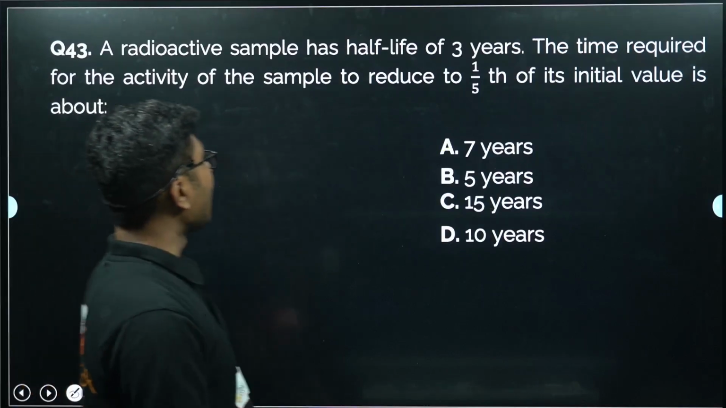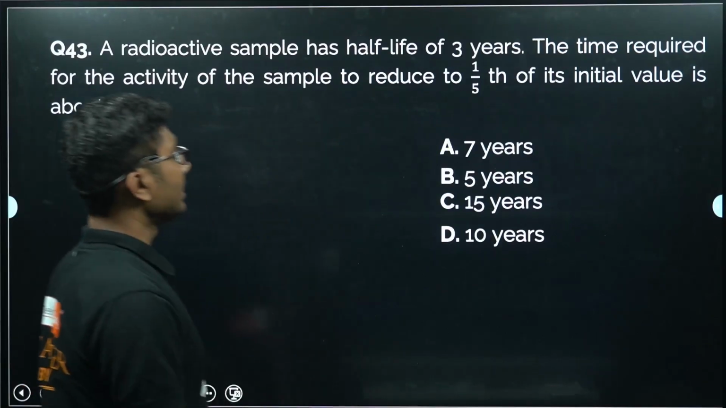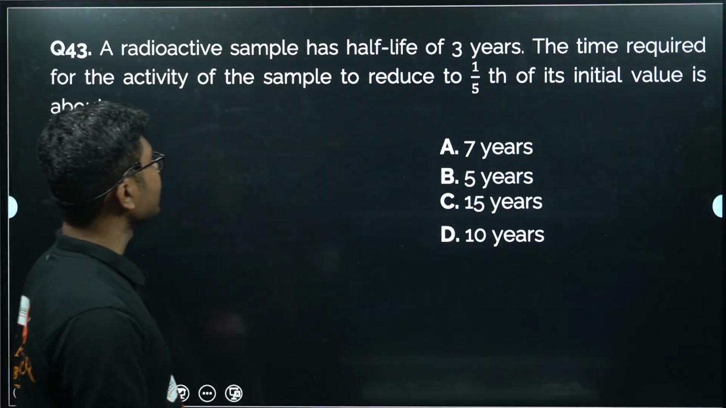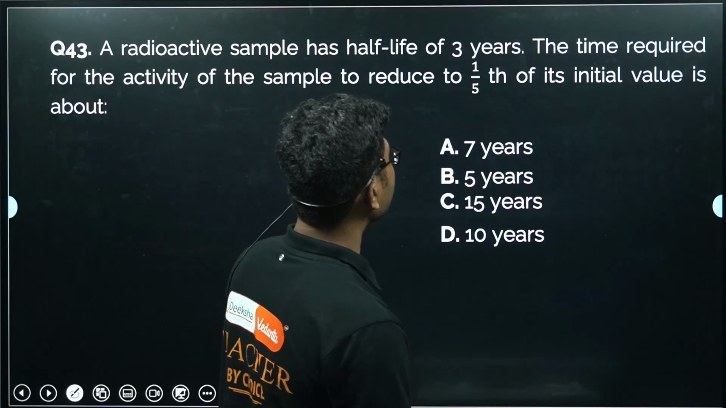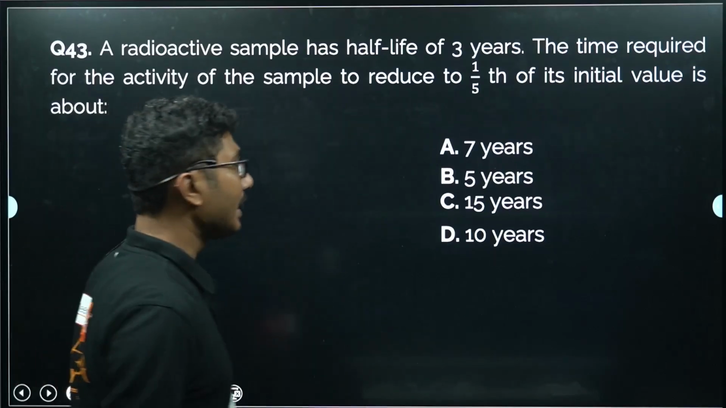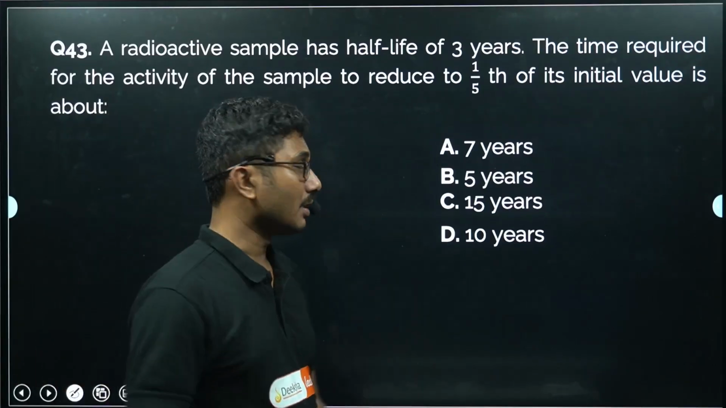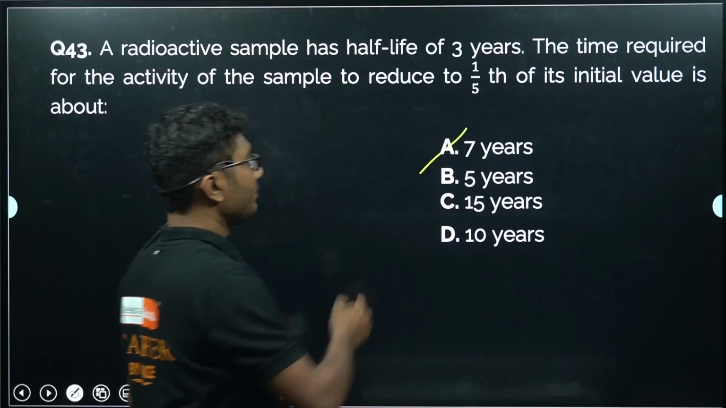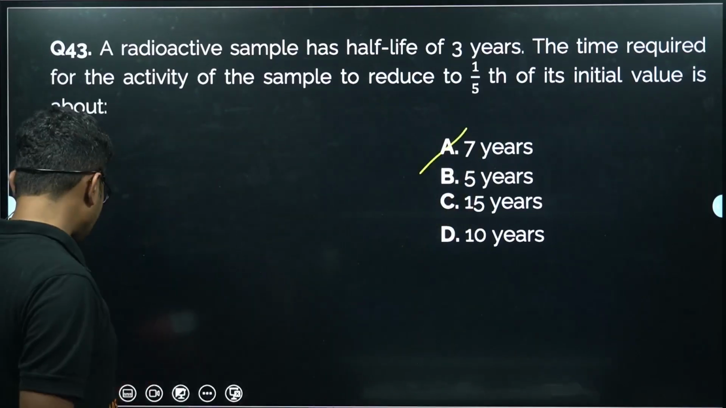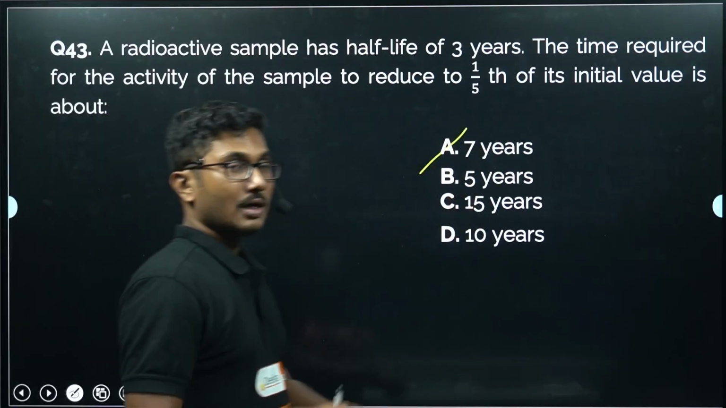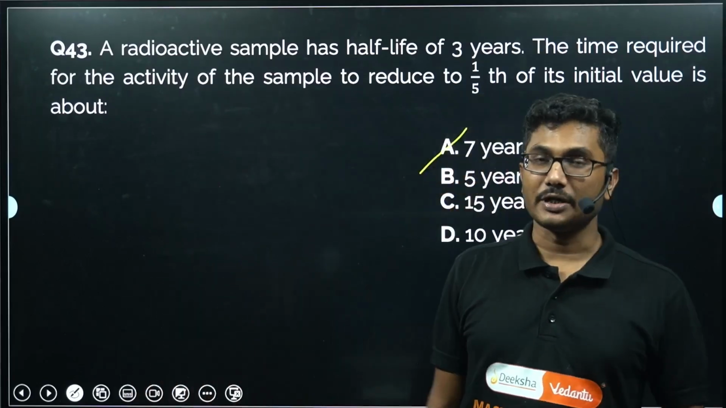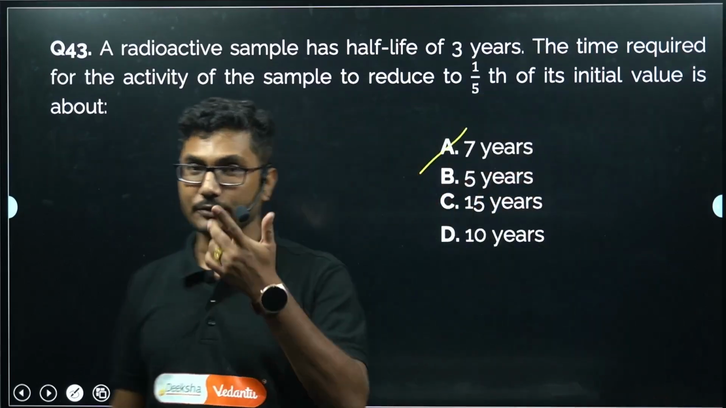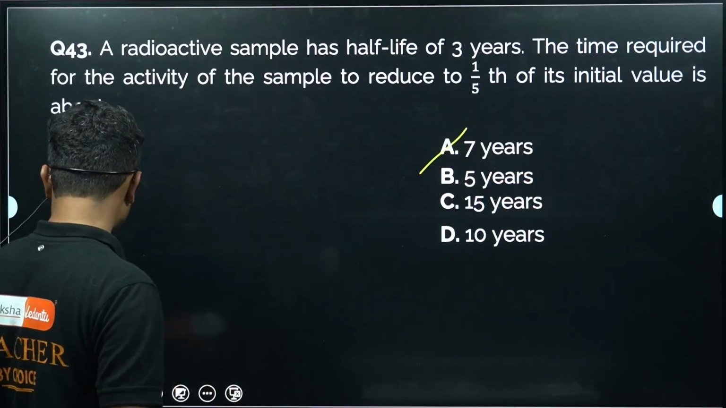A radioactive sample has a half-life of 3 years. The time required for the activity of the sample to reduce to 1/5 of the initial value is? This is also again an out of syllabus question. This is a very long question with a very lengthy answer. The correct answer will be 7 years. You can check that out later on if you want. If you are preparing for JEE Mains or any other exam where this is still in the syllabus, you can mention that in the comment. I will solve it for you.